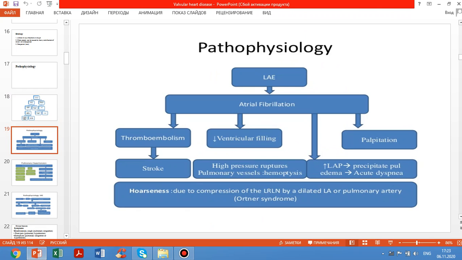Due to this, left atrial pressure is increasing, and high pressure ruptures pulmonary vessels. That is why there is hemoptysis. And due to this process, there is hoarseness, because of compression of the left recurrent laryngeal nerve by a dilated left atrium and pulmonary artery. This is called Ortner syndrome.